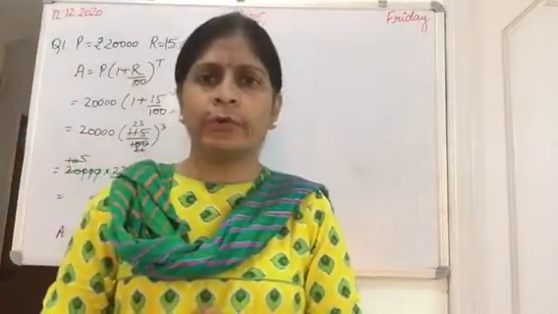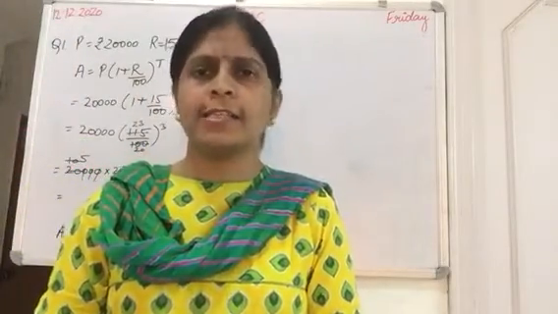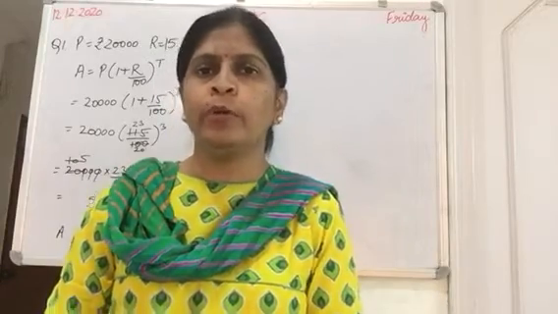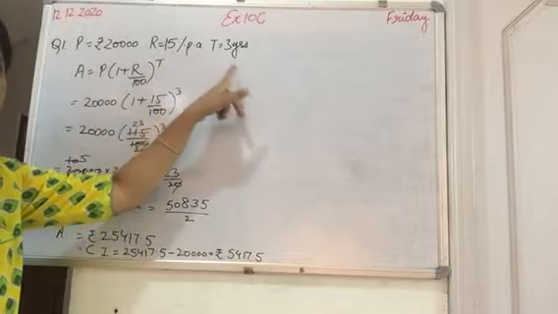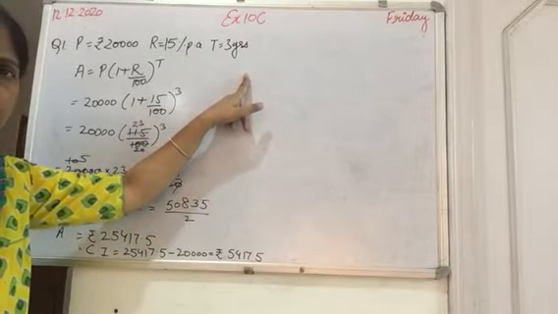Okay students, now let's do exercise 10C. First question. Find the compound interest on rupees 20,000 at the rate of 15% and for 3 years.